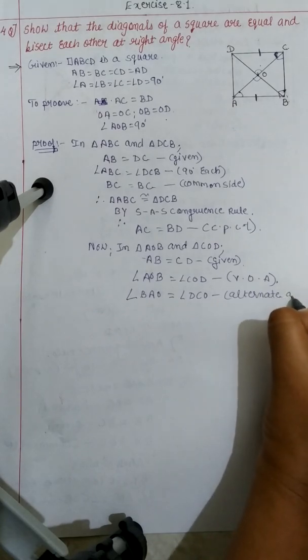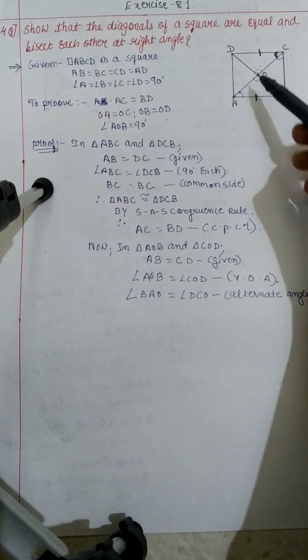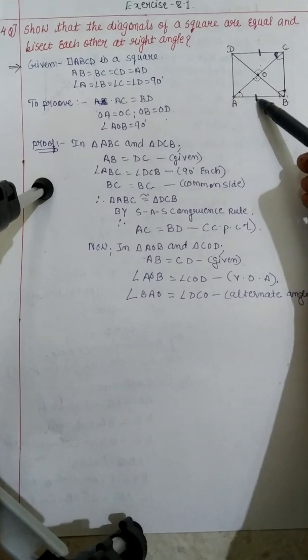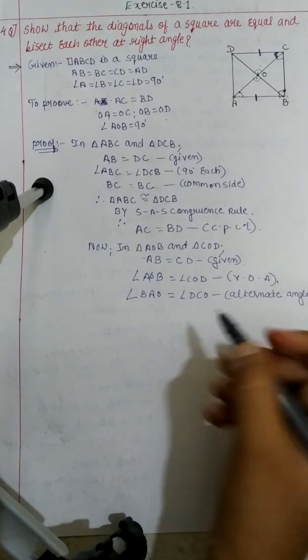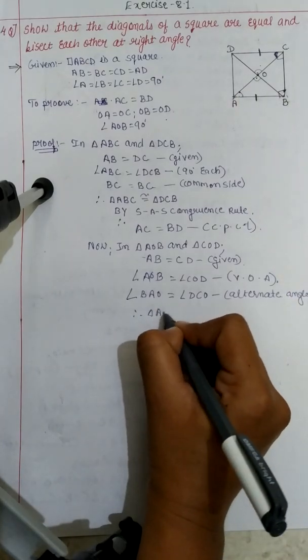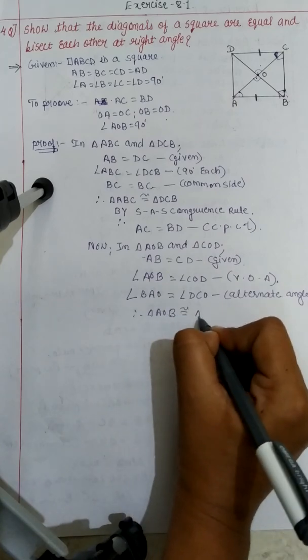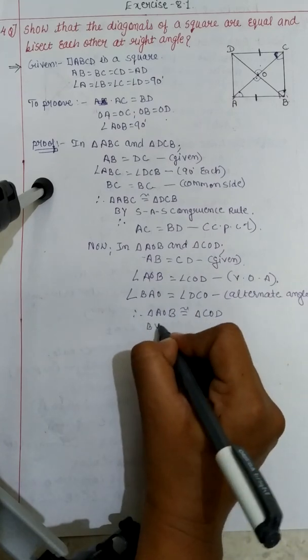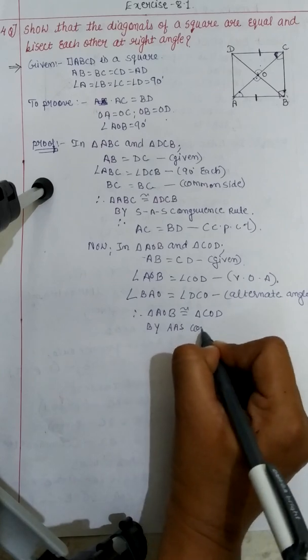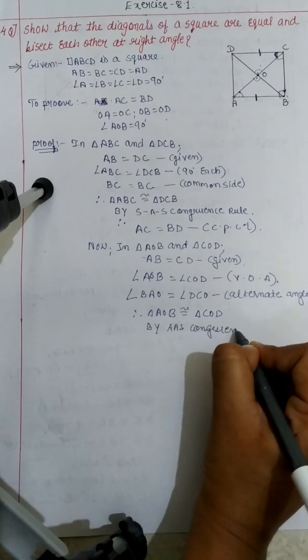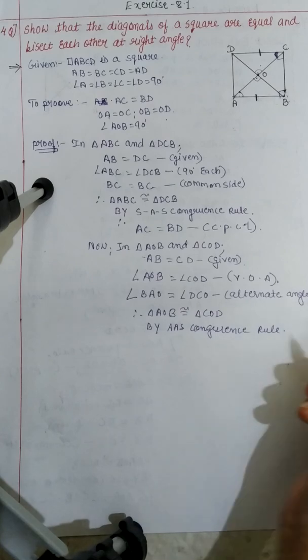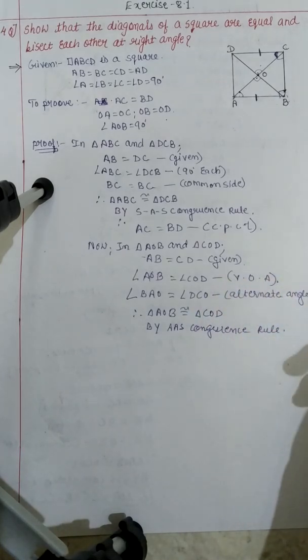Now let us find out the criteria for the congruence rule, that is angle, angle and side. Therefore, by AAS congruence rule, triangle AOB is congruent to triangle COD. The name of the congruence rule we have already written. Now once again moving on to your CPCT.